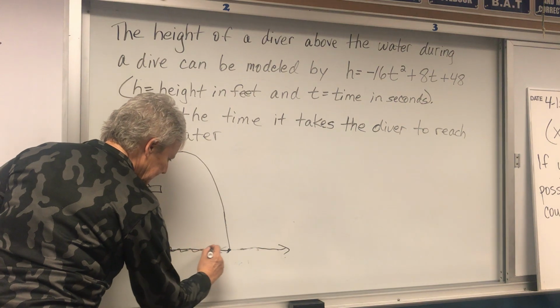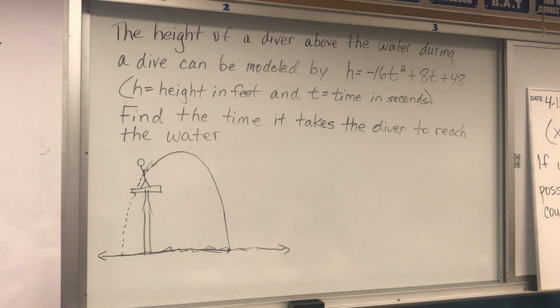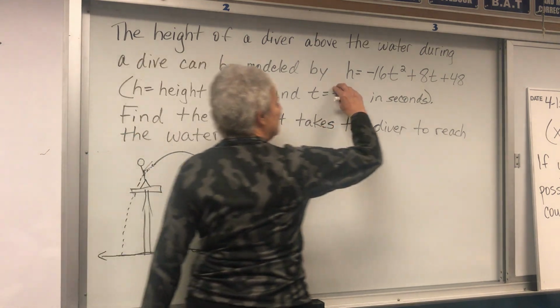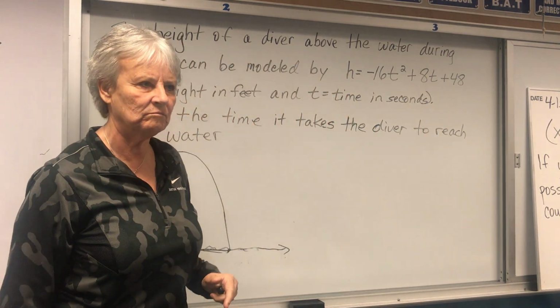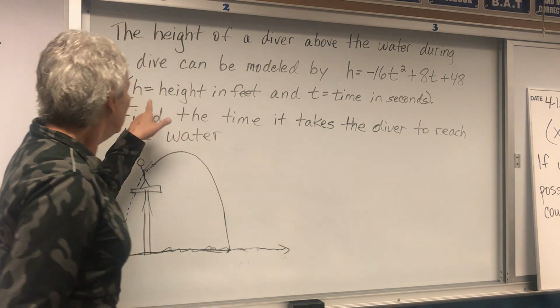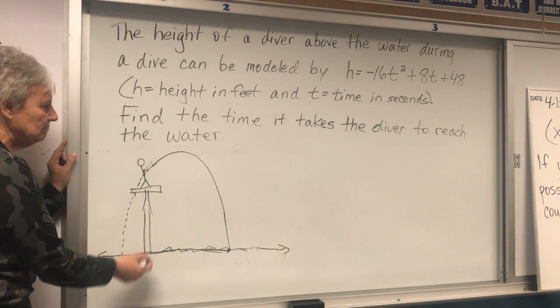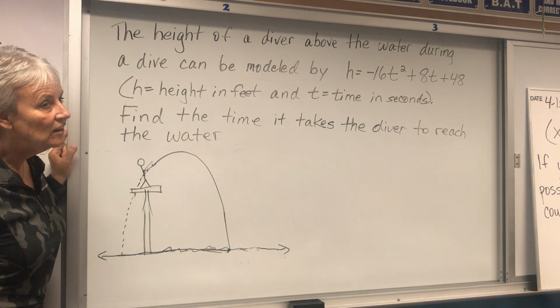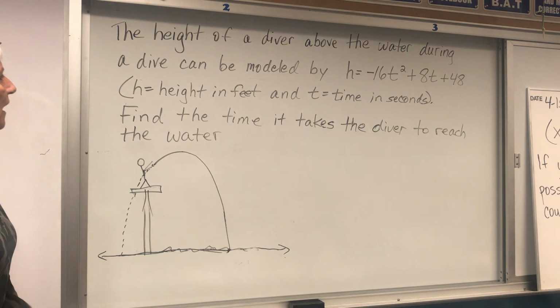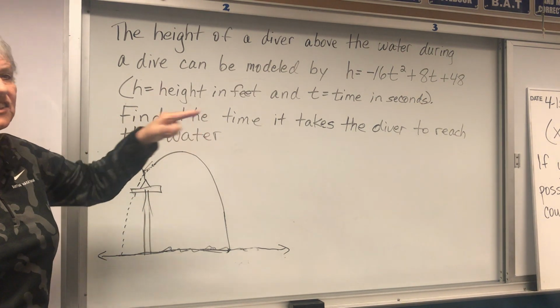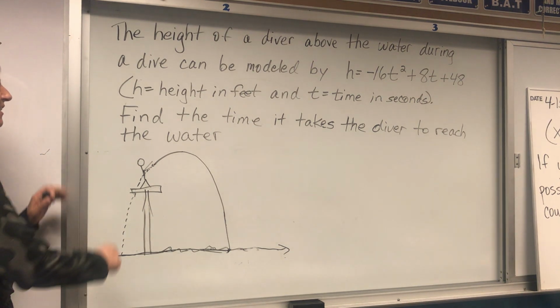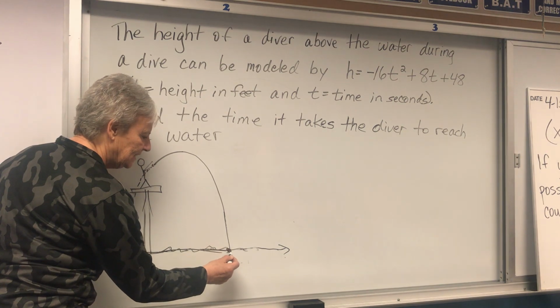There's the water. Okay. Now, the height of a diver above the water during a dive can be modeled by this equation. The equation will be given. The y-intercept is 48. H is the height, and t is the time. That will be given to you too. Find how long it takes the diver to get right here.